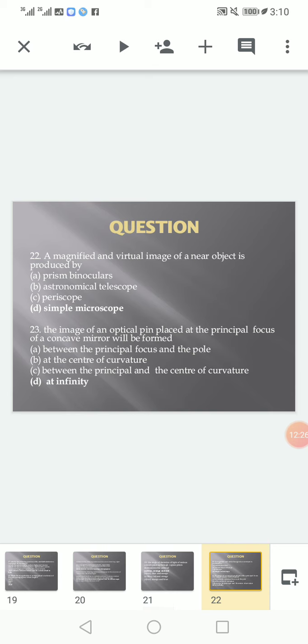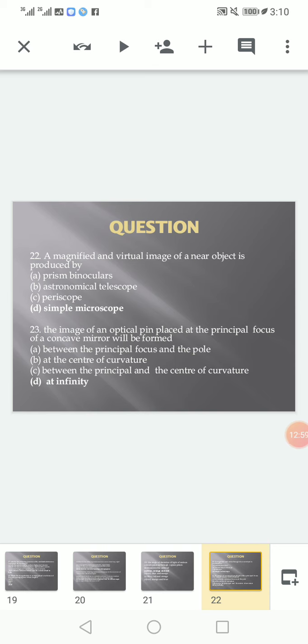This question says, a magnified and virtual image of a near object is produced by a simple microscope. As I said, know the answer properly. I will explain to you why the answer is not a prism, binocular, astronomical telescope, or periscope, but a simple microscope. The image of an optical pin placed at the principal focus of a concave mirror will be formed where? The image will be formed at infinity.